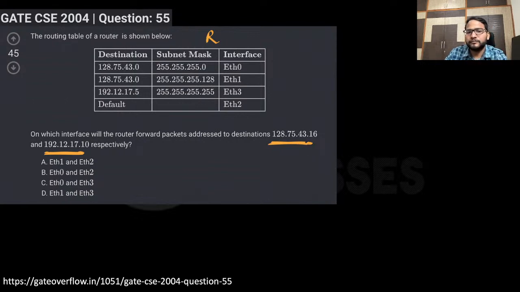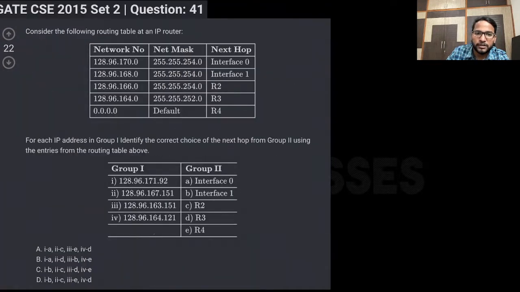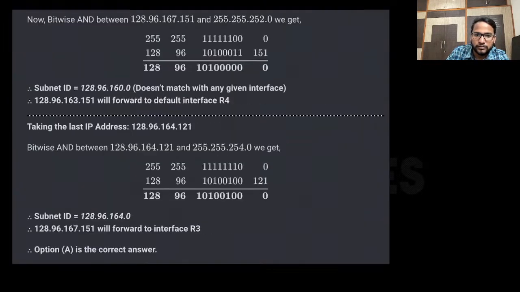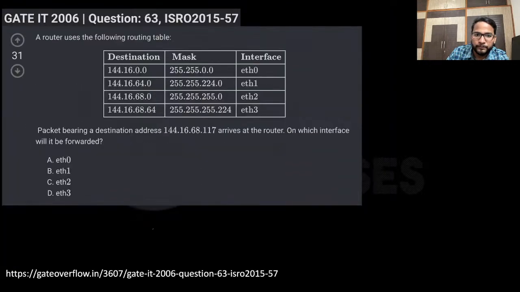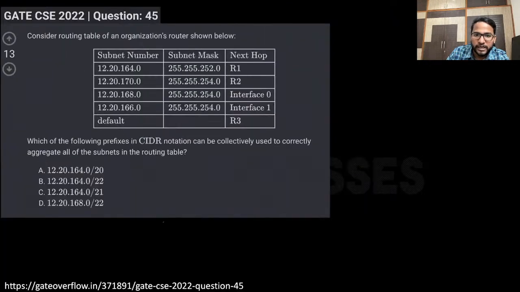You can do this question as homework. I think this is an easy question. So let me move further. These are of the same category. Let me check a supernetting question. Yeah, this question was asked in GATE 2022. So let's do this question because it is in very much demand.